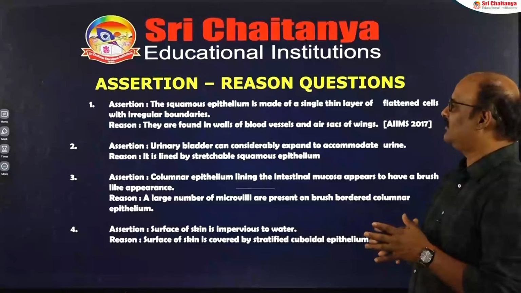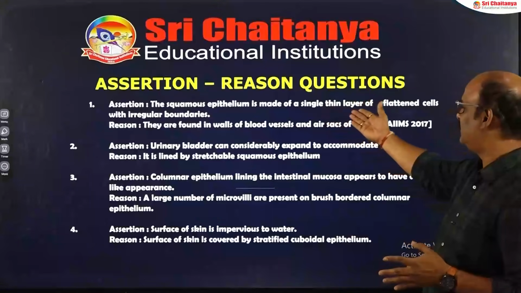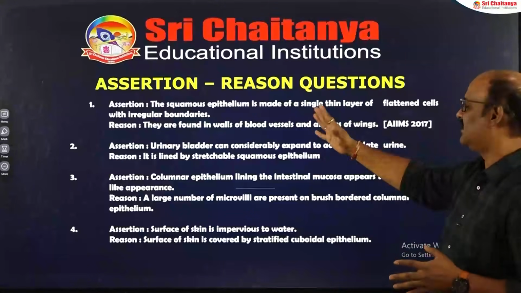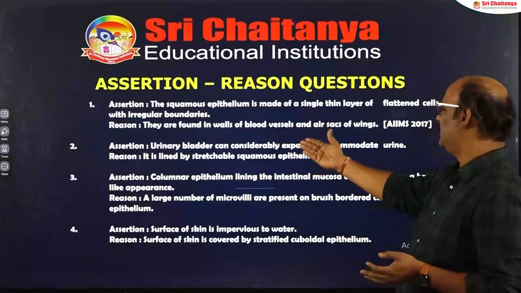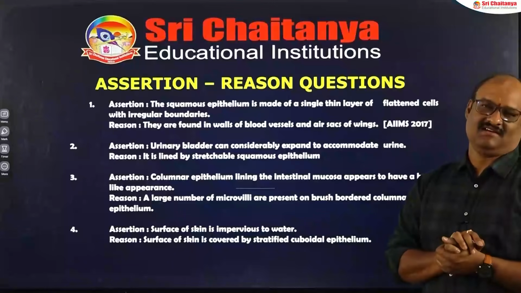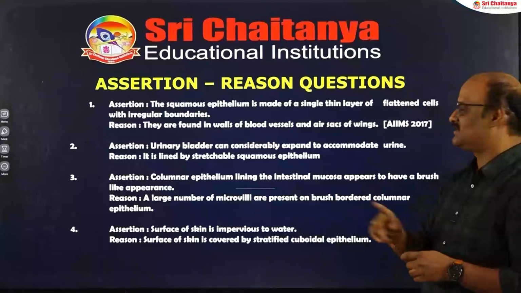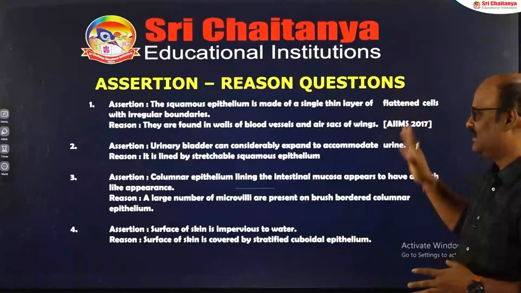And when you go with one or two examples, the squamous epithelium is made up of single thin layer of flattened cells with irregular boundaries. Irregular boundaries, this is correct. They are found in the walls of blood vessels and air sacs of lungs. Is wrong, it is lungs. This is the question which is given in AIIMS 2017.